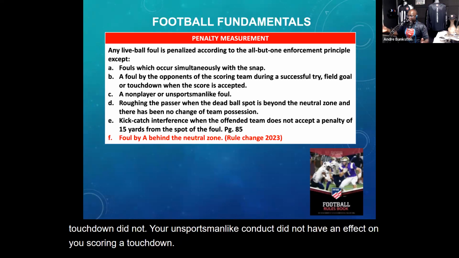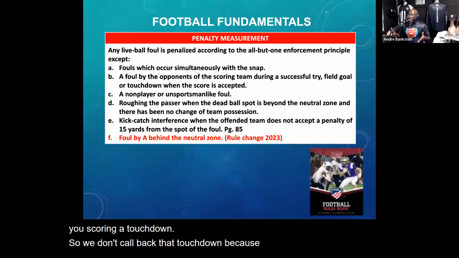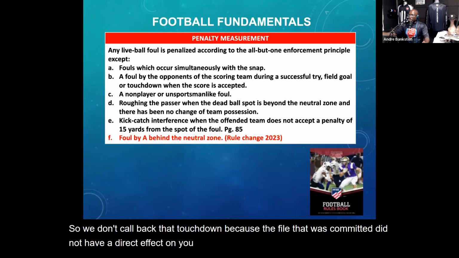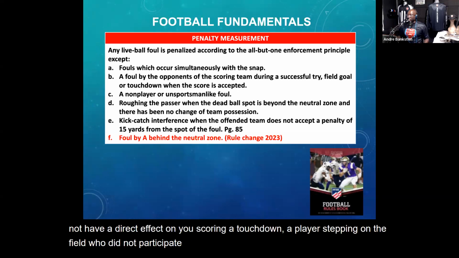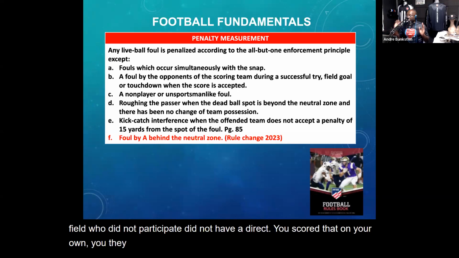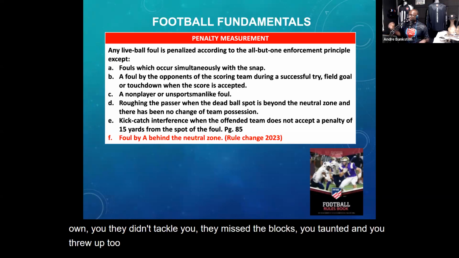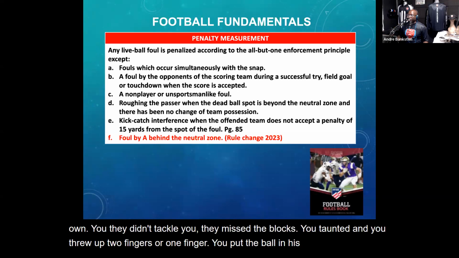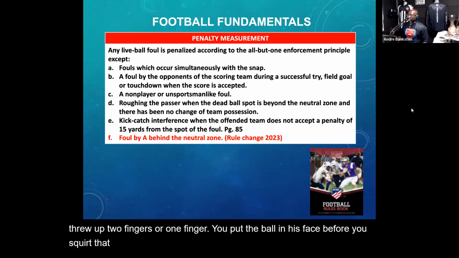So we don't call back that touchdown, because the foul that was committed did not have a direct effect on you scoring a touchdown. A player stepping on the field who did not participate did not have a direct effect; you scored that on your own. They didn't tackle you, they missed the blocks, you taunted, and you threw up 2 fingers or 1 finger, or you put the ball in his face before you scored. That didn't cause you to score a touchdown. So you get to keep your touchdown.